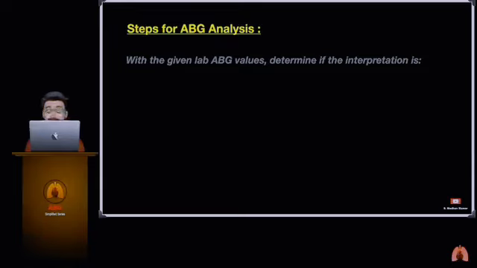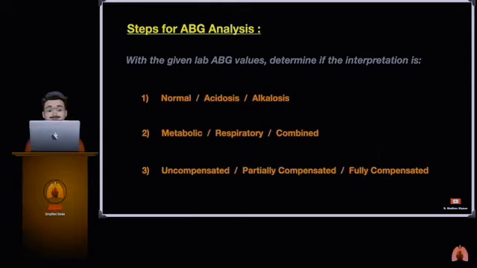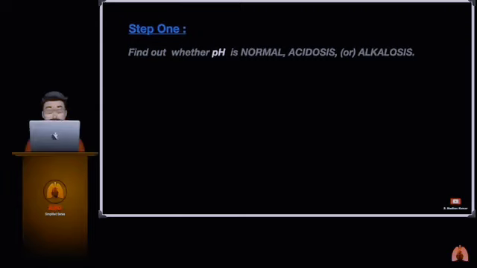Now let us see the steps for ABG analysis. With the given lab ABG values, we have to determine whether the interpretation is normal, acidosis or alkalosis; metabolic, respiratory or combined; and uncompensated, partially compensated or fully compensated. Now let us see step 1. We have to find out whether the pH is normal, acidotic or alkalotic.